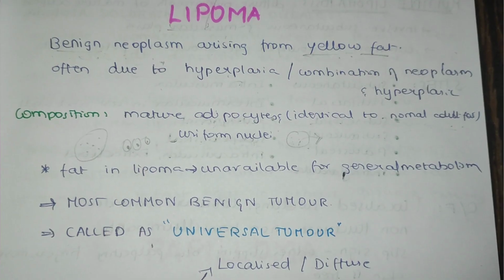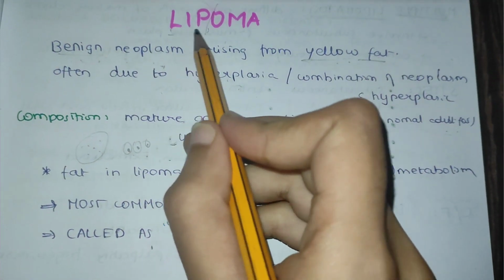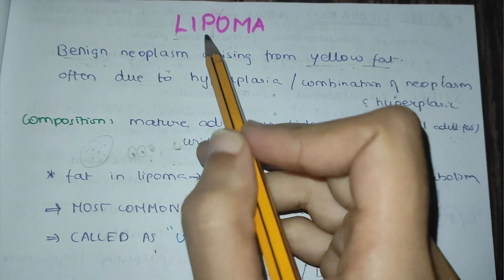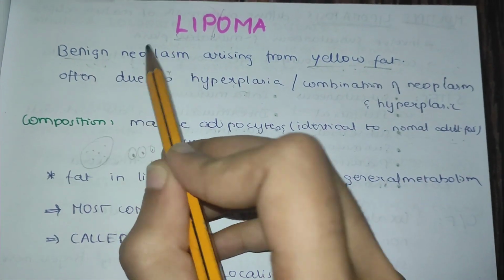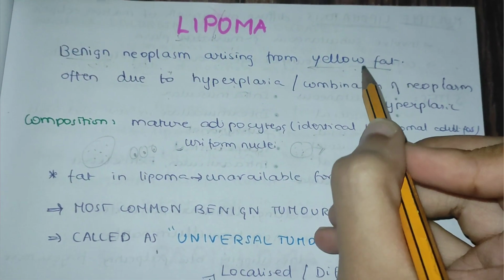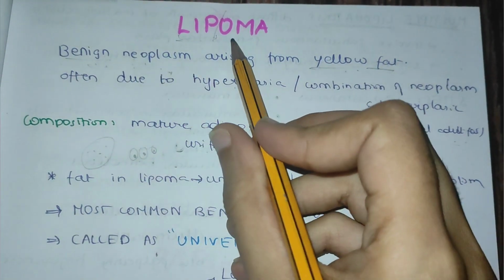Welcome all. Today we are going to see a topic, lipoma, in the chapter of swellings. So first, what is lipoma? The word lipoma itself contains lipid, in the sense fat. So it is a benign neoplasm arising from the yellow fat. From the yellow fat, a benign tumor arises and it is known as lipoma.